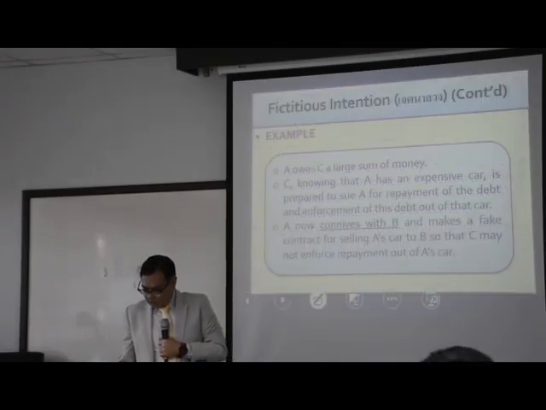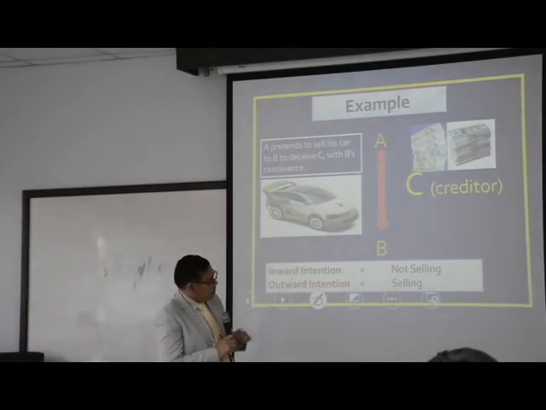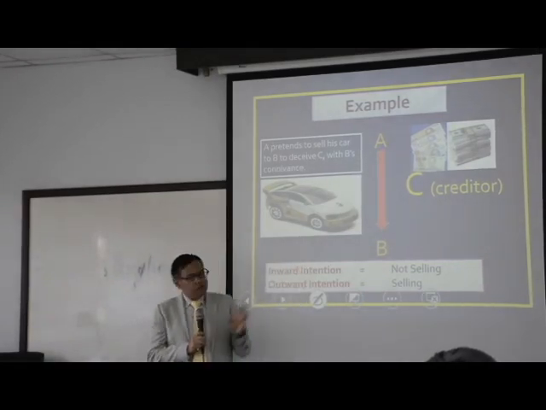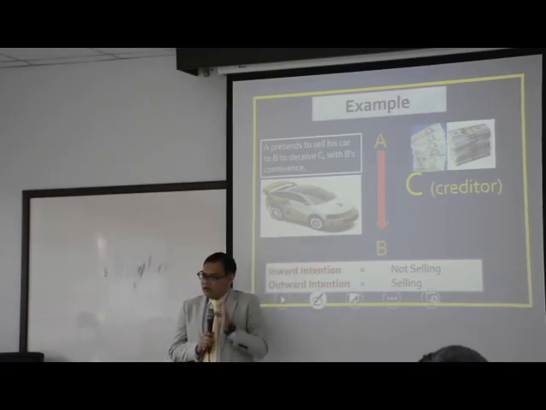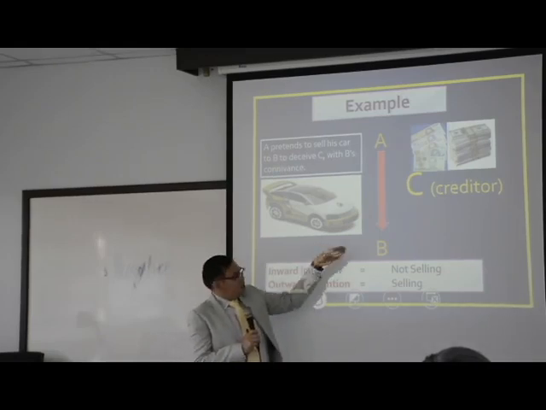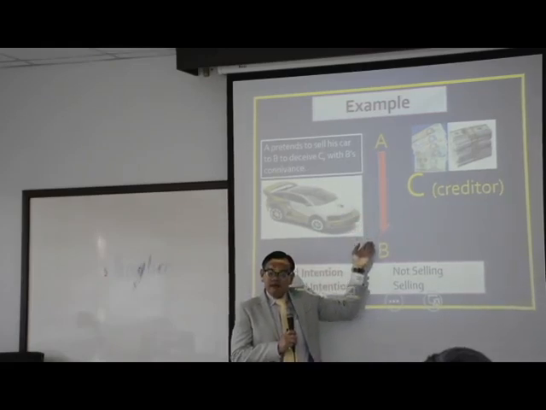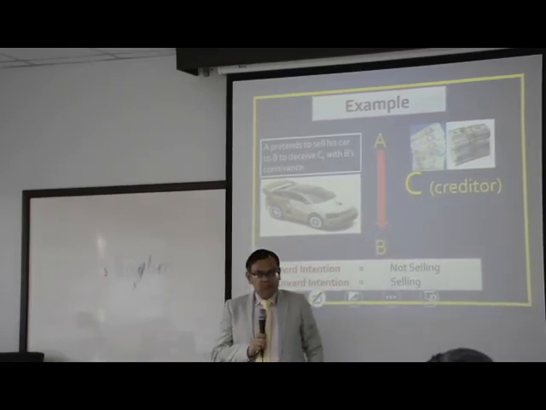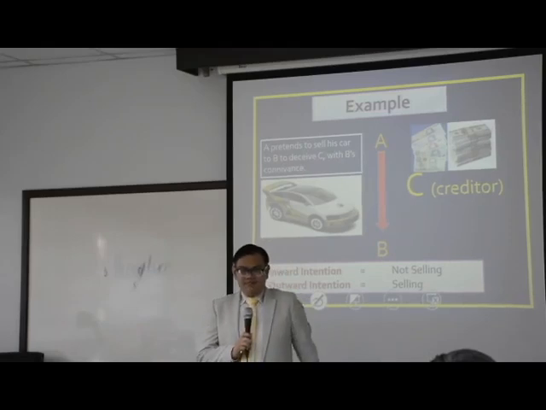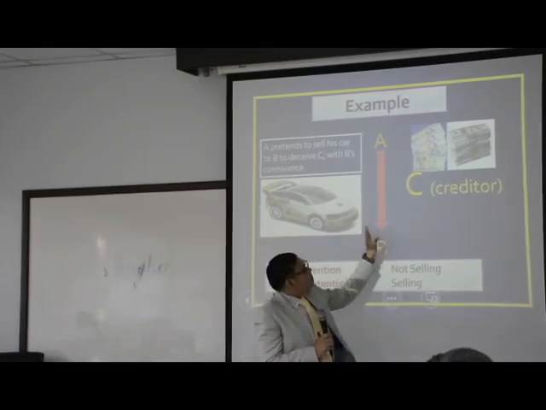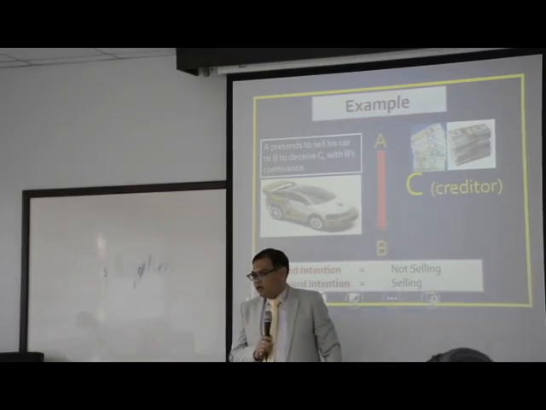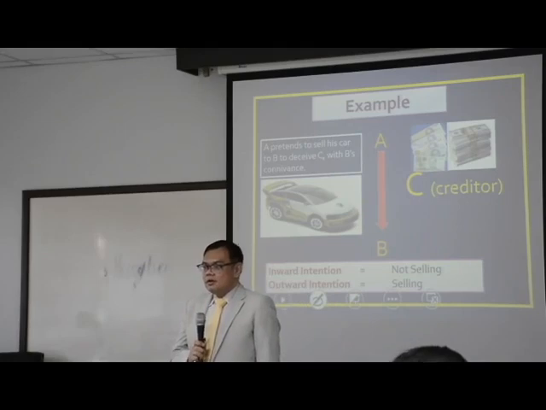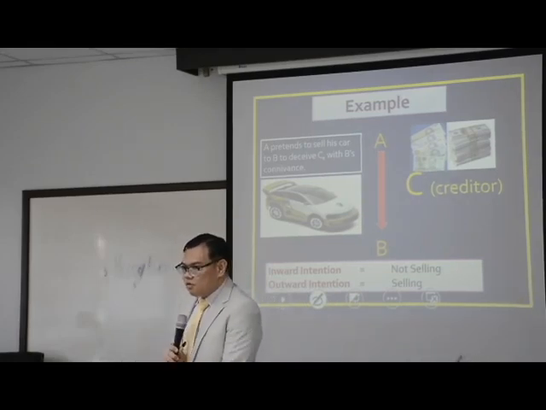If I try to begin with this diagram, I think that is going to help you very much. Let's have a look, we have A and B. In the case of a fictitious intention, we are dealing with the situation where A and B enter into some conspiracy or some connivance. Let's say that A borrowed money from C. A has borrowed money from C. So in this case, A is the debtor. C is the creditor.